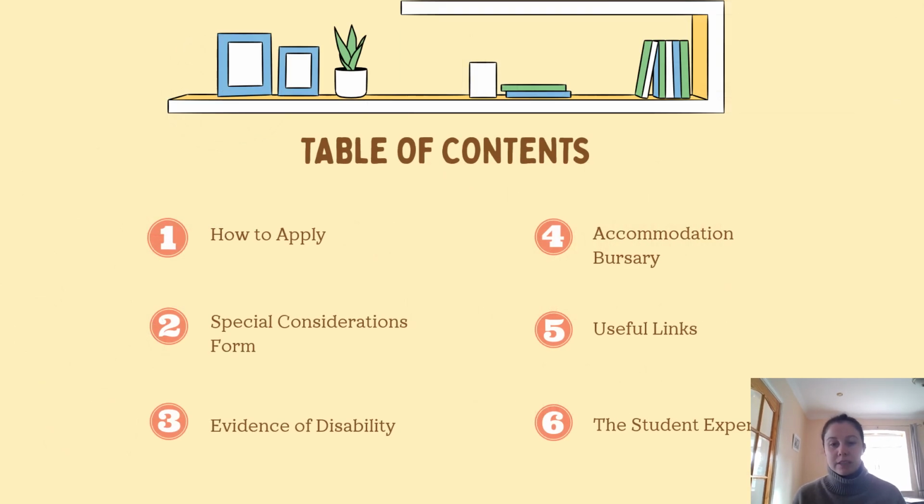So what are we going to look at today? We're going to look at how to apply for on-campus accommodation. We're going to look at the special considerations form. We're going to look at the evidence of disability and the need for that. I'm going to briefly talk about an accommodation bursary. I have then shared with you guys a few useful links that will help you in applying for accommodation on campus. And then the final section of the student experience will not be recorded.